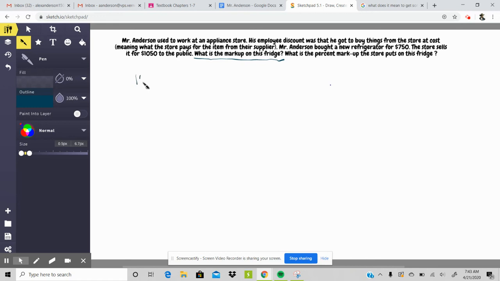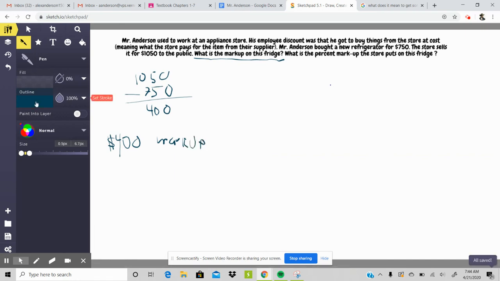If we do 1,050, find the difference, which means to subtract 750 from 1,050, you'll get 400. So it's a $400 markup. They added $400 onto the original cost price. Sorry, handwriting is getting bad all of a sudden, but you guys are used to that.